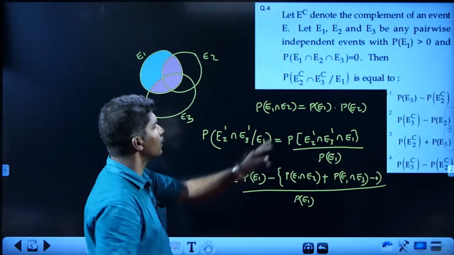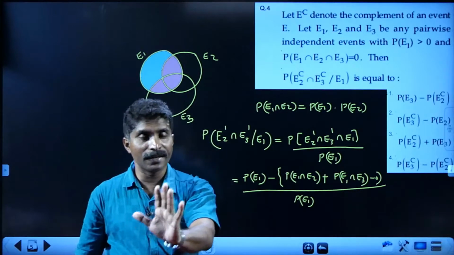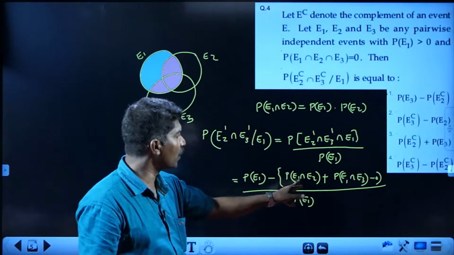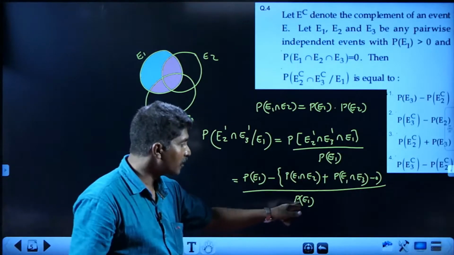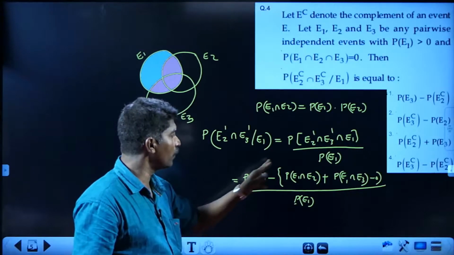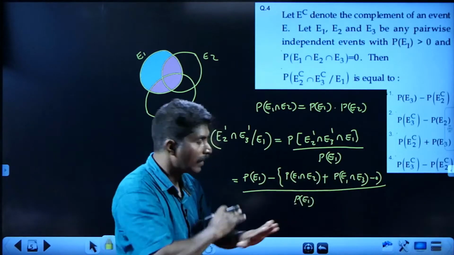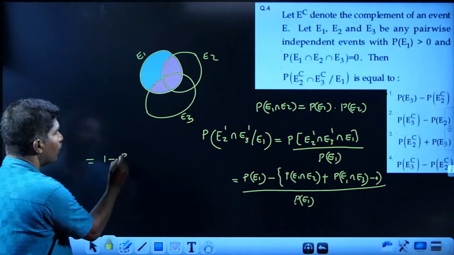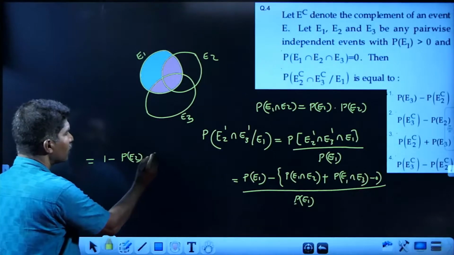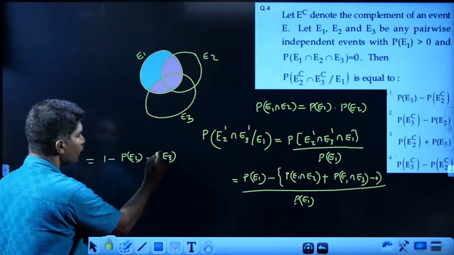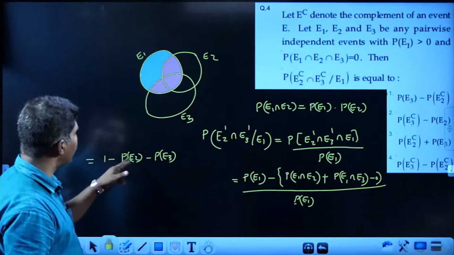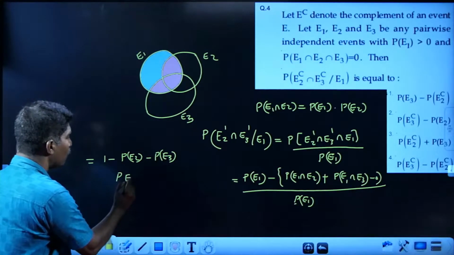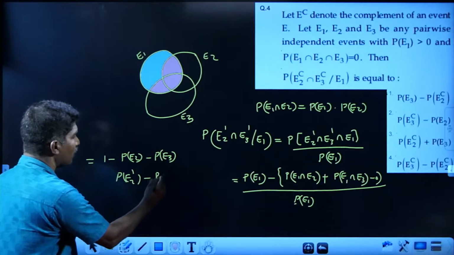And you will apply this result. Probability of E1 intersection E2 is equal to the product because it is independent. So here is a product, here is also a product, and here is probability of E1, probability of E1. Everything is cancelled. So what remains now? 1 minus probability of E2 minus probability of E3. Okay, so what is 1 minus probability of E2? That is equal to probability of E2 dash minus probability of E3.